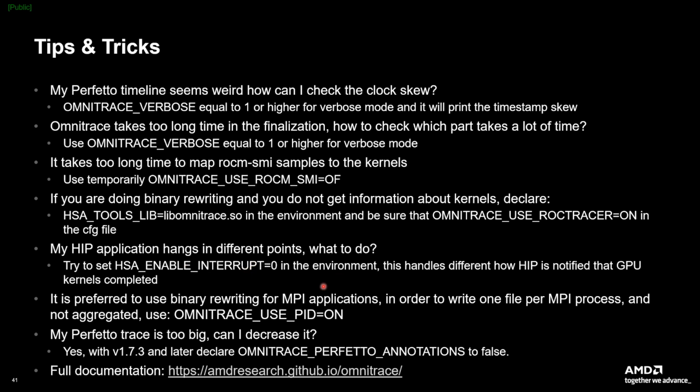It is preferred to use binary rewriting for MPI applications in order to write one file per MPI process and not aggregate it. To write one file per MPI process, also use OMNITRACE_USE_PID, so they will use the process ID in the file name and you have different files. My Perfetto trace is too big. Can I decrease it? Yes, with version 1.7.3 of the latest, set OMNITRACE_PERFETTO_ANNOTATIONS to false in your configuration file, and this will decrease the size of the file.